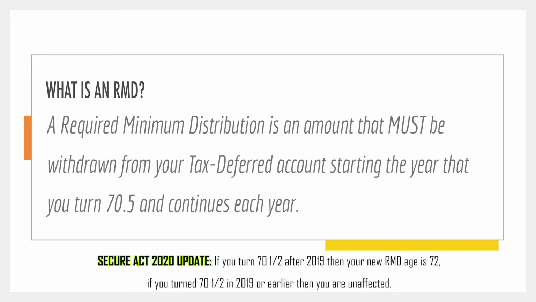So far in this section, we have been talking about the tax characteristics of your money as you contribute to your accounts. In this lesson, I want to share with you the tax rules as you're required to withdraw from your tax deferred accounts. These withdrawals are called a required minimum distribution, or RMD. This distribution is an amount that must be withdrawn from your tax deferred accounts starting the year that you turn 70 and a half and continues each year.